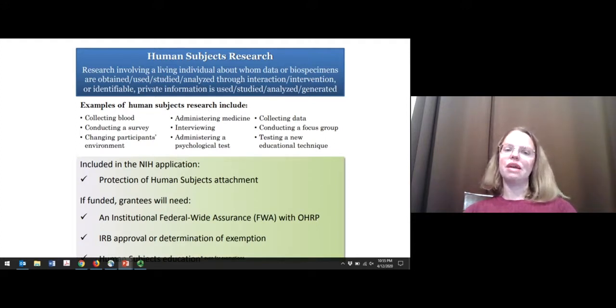So again, they have some examples of human subject research that you might do. And again, a lot of them, of course, giving an experimental drug, that's human subject research, but even interviewing somebody can be that, administering a psychological test, that kind of thing, or testing a new educational research technique. So if you're submitting an NIH application and you're going to use human subjects or tissue or anything like that, you have to put in a protection of human subjects attachment, showing that your institution is protecting human welfare and that kind of thing.